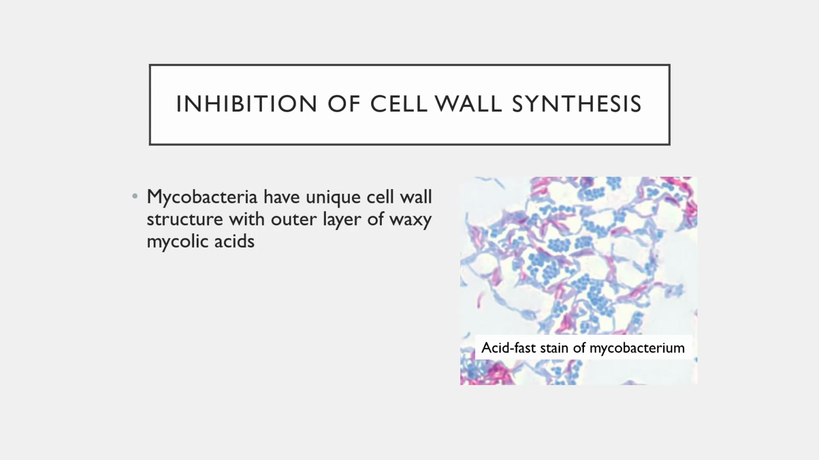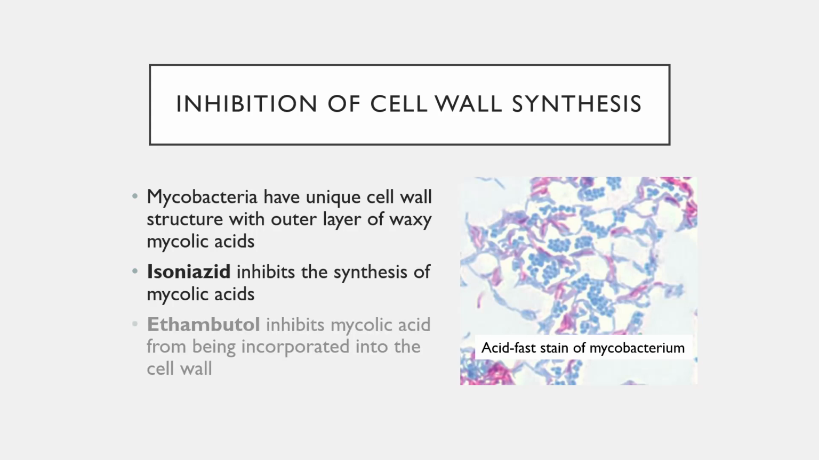There are also bacteria, namely mycobacteria, that have a different structured cell wall. You may remember that they have a layer of peptidoglycan, but outside of it, they have this layer of waxy mycolic acids, which offer additional protection to these species of bacteria. Luckily, there are a few antibiotics that specifically target this waxy layer. Isoniazid is one of them, and this drug inhibits the synthesis of the mycolic acids. Ethambutol is another antibiotic that prevents the mycolic acids from being incorporated into the cell wall.